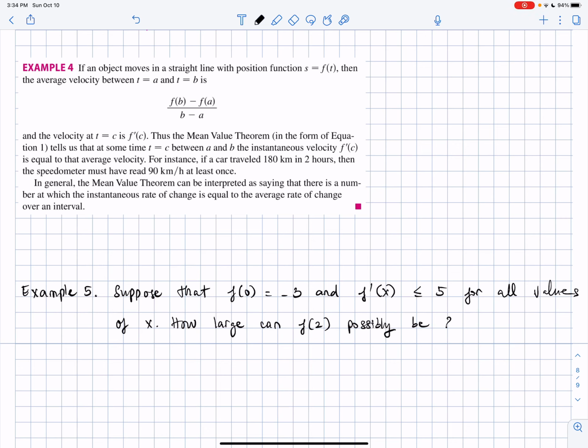Example number 4. If an object moves in a straight line with position function s equals f of t, then the average velocity between t equals a and t equals b is f of b minus f of a divided by b minus a. And you recall that the average velocity is the slope of the secant line.